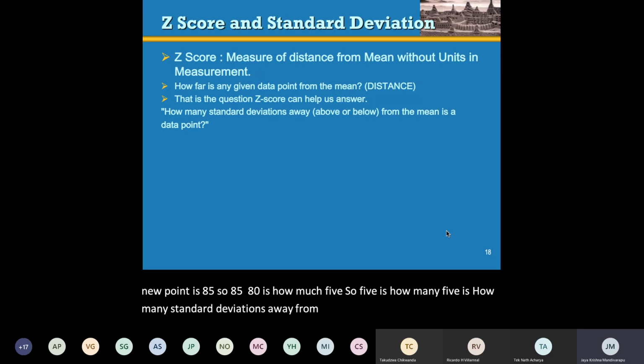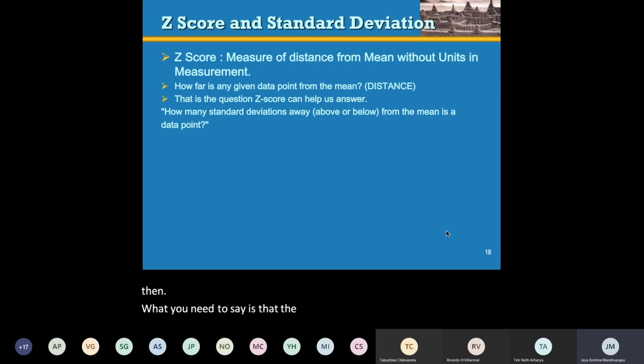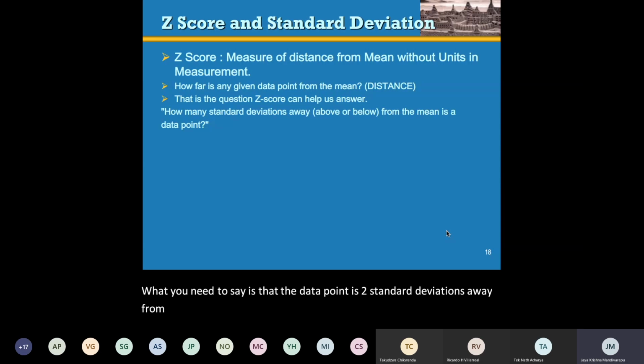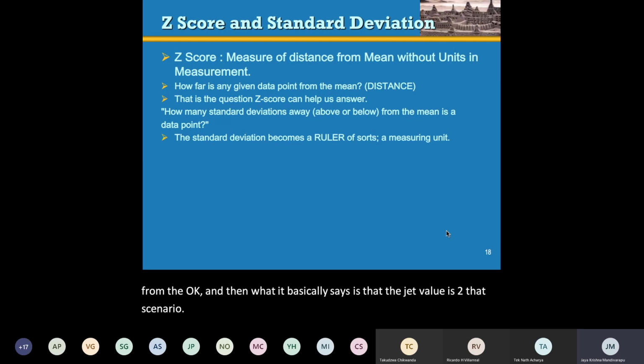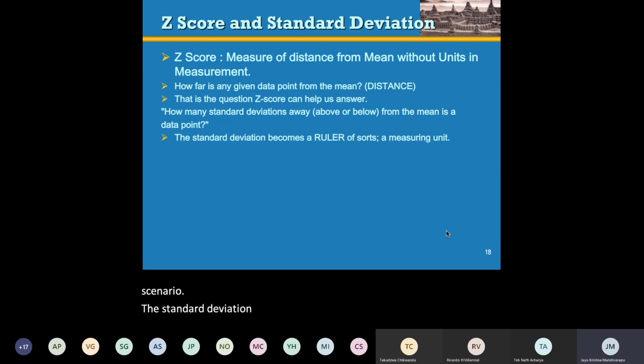Imagine our standard deviation is 2.5 and our distance is 5. Then you need to say that the data point is 2 standard deviations away from the mean. That means the z value is 2 in that scenario. The standard deviation becomes the ruler, a sort of measuring unit.